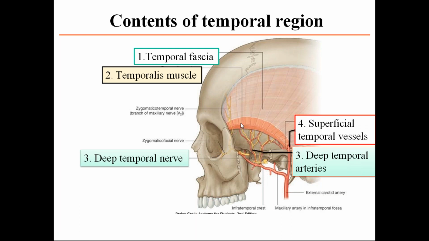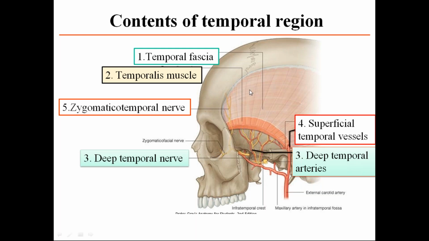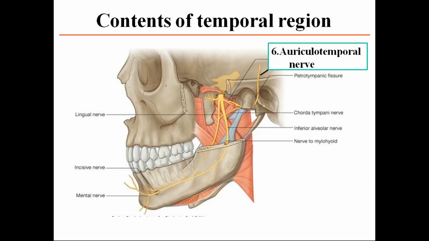Okay. The next content is the superficial temporal vessels. The superficial temporal artery is a terminal branch of the external carotid artery. The fifth one is the zygomaticotemporal nerve, which is the zygomatic branch of the maxillary nerve. And the sixth content is the auriculotemporal nerve, which is a branch from the posterior division of the mandibular nerve. It arises in the infratemporal fossa, winds around the neck of the mandible, and enters the temporal region to supply the skin of the temple. So these are the contents of the temporal region.